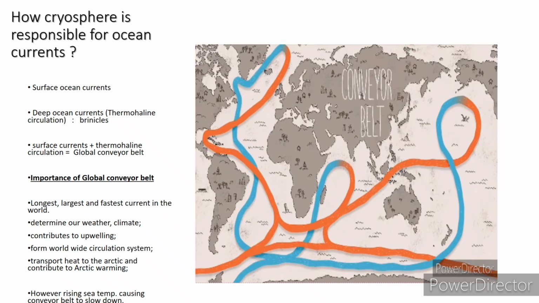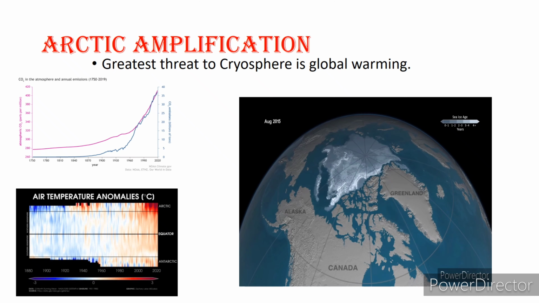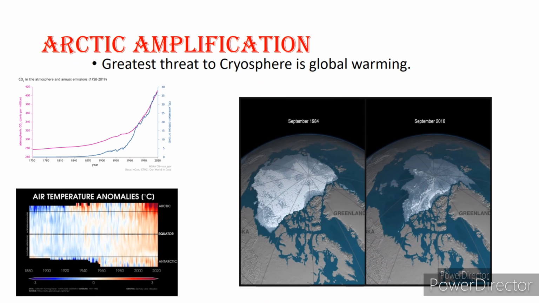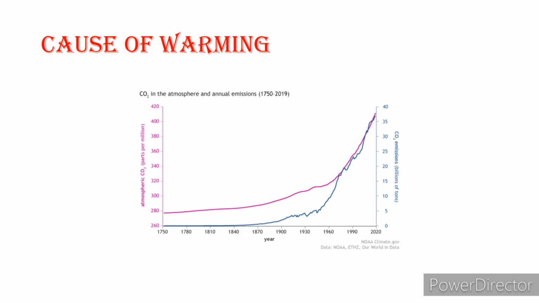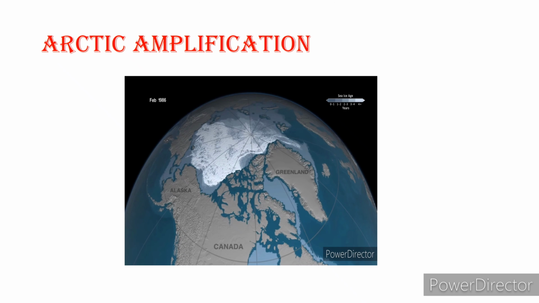Then comes the next process, that is Arctic amplification. Arctic amplification means the Arctic is warming twice as fast as the rest of the world, as shown in this figure. And this warming is because carbon dioxide and other greenhouse gases are increasing since the industrial era. That is, carbon dioxide concentration in 1800 was around 280 ppm, and now it is almost double, that is 415 ppm. Due to this, the temperature of the globe is increasing and Arctic sea ice is reducing. That we can see in this animation.